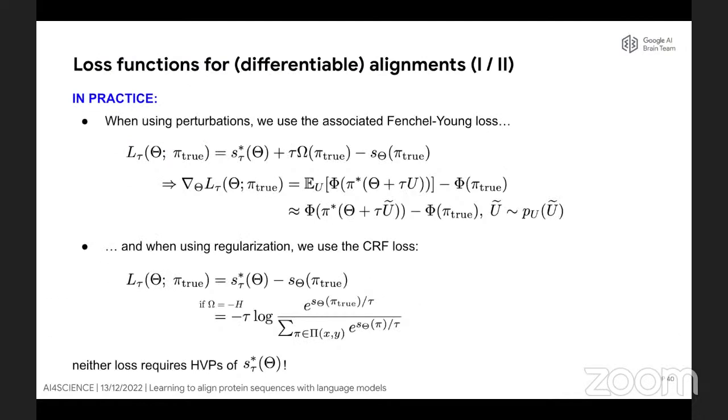So the honest answer is we chose this loss function because the gradient that you get is very easy to compute. The gradient is just the difference between the alignment you predict and the true alignment. In fact, maybe let me explain it this way. You get the same gradient if you just put L2 loss on these binary indicator matrices.